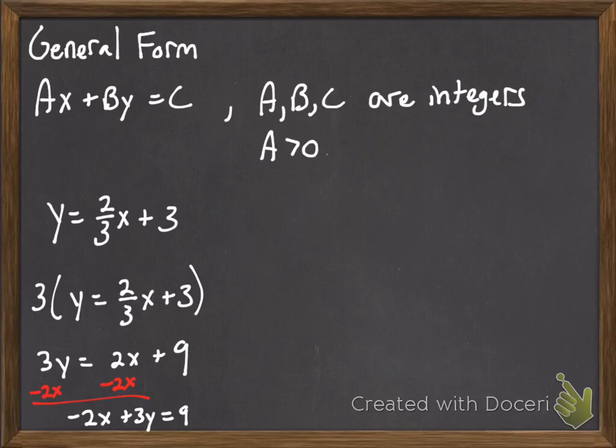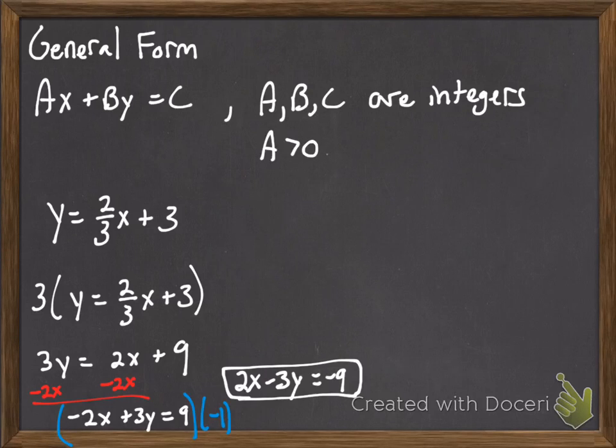So at this point, the equation's almost in that format. And again, depending on what your textbook or teacher is requiring, now the x and y are on the same side, but we want to get rid of that negative sign. So we'd multiply both sides by a negative 1. And when we do that, we'd get 2x minus 3y equals negative 9. Okay, so that's the basic process for taking an equation from slope-intercept form and putting it in this general form.